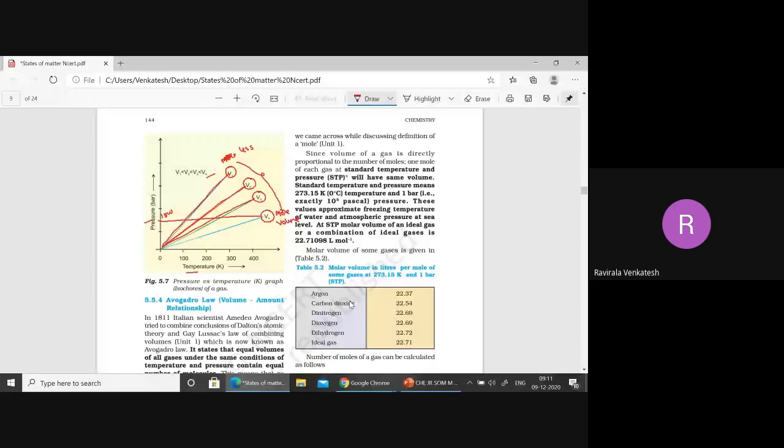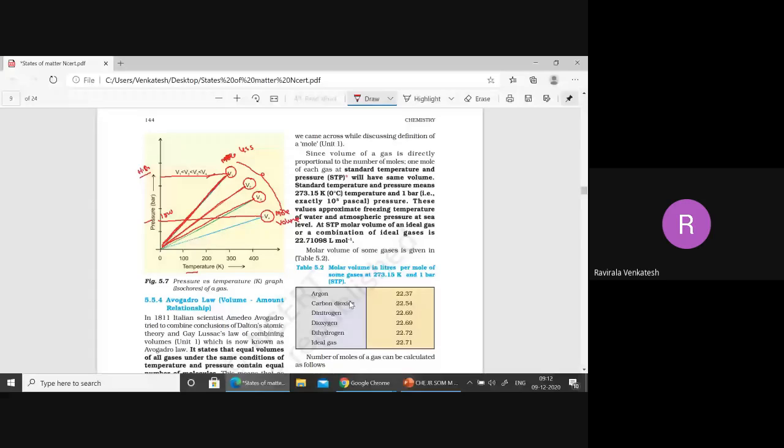Here I have taken more volume. Less volume, sir. When you take less volume, the pressure is high. That means when you plot a graph between pressure and temperature at constant volume, pressure and temperature both increase, giving a straight line.